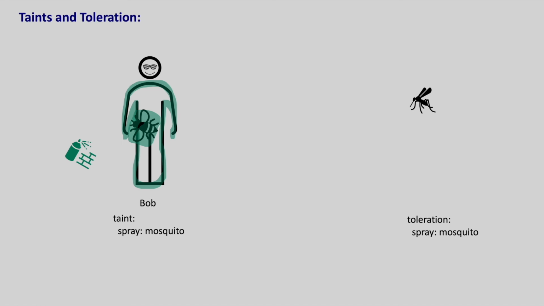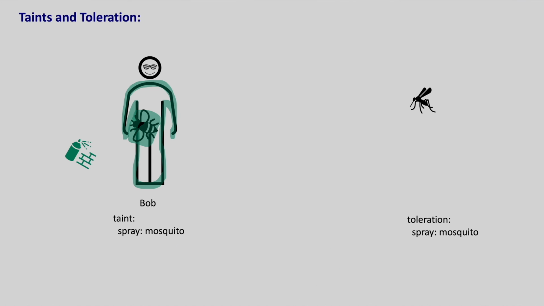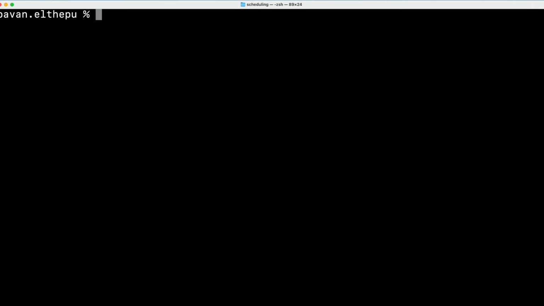So as a summary, if we compare Bob to a node and the bugs to the pods, with taints and tolerations, we can keep pods away from nodes and attract only pods which are tolerant. So we can add a taint to the node with kubectl taint node, the node name, and the taint value, environment equals production, and the taint effect. There are three types of taint effects.